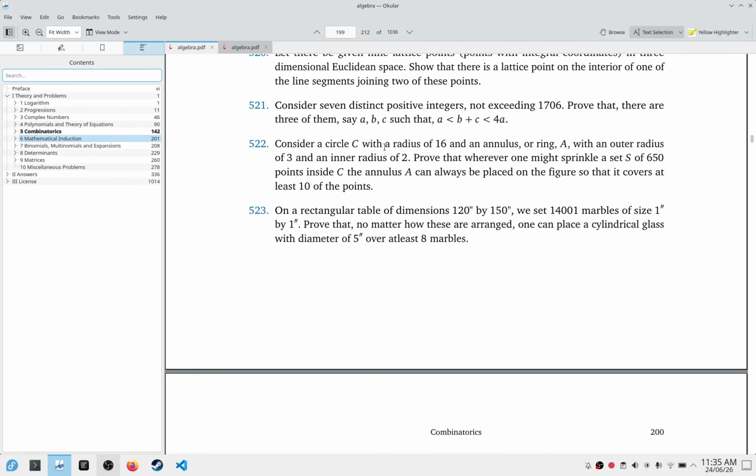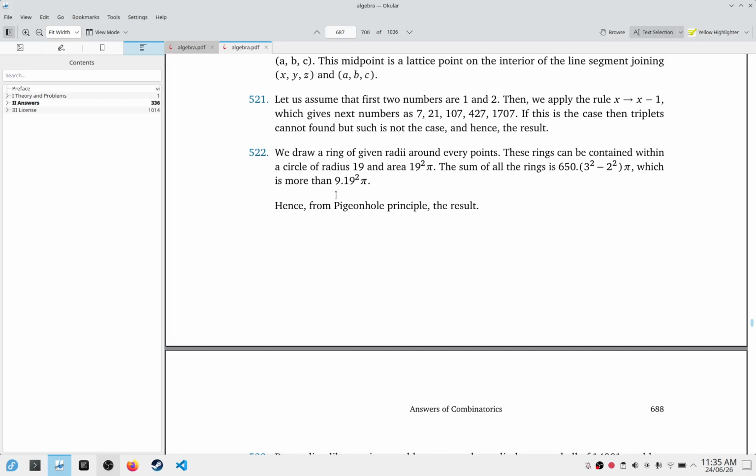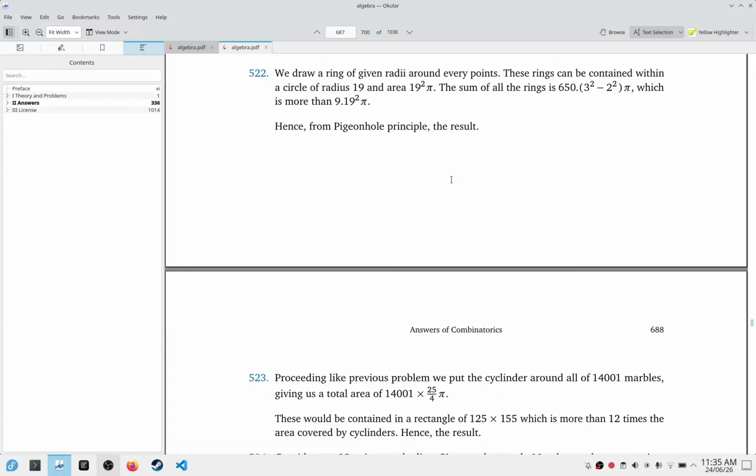So this is the question. We draw a ring of the given radii around every point. These rings can be contained within a circle of radius 19 and area 19 squared pi. The sum of the areas of all the rings is 650 times (3 squared minus 2 squared) pi, which is more than 9 times 19 squared pi. And hence, from the pigeonhole principle, we have the result.